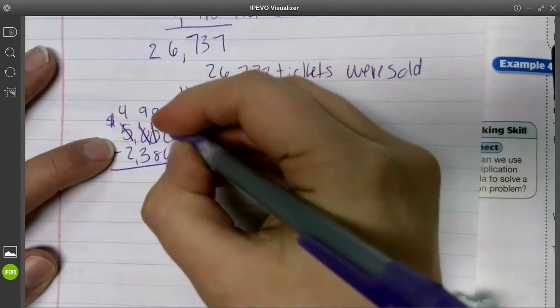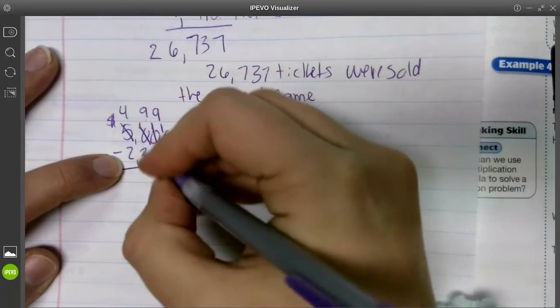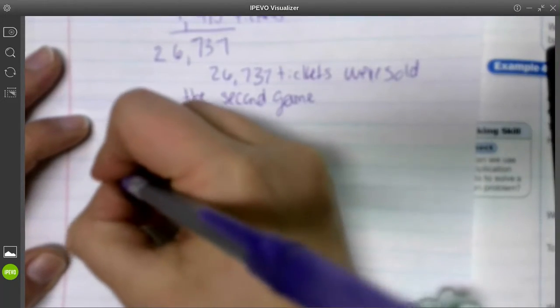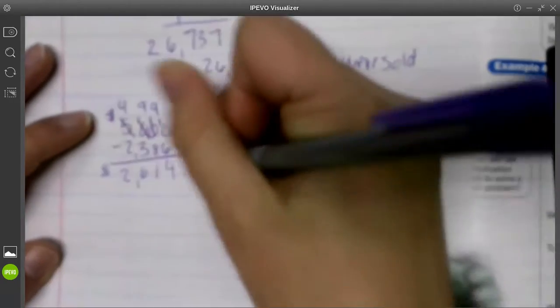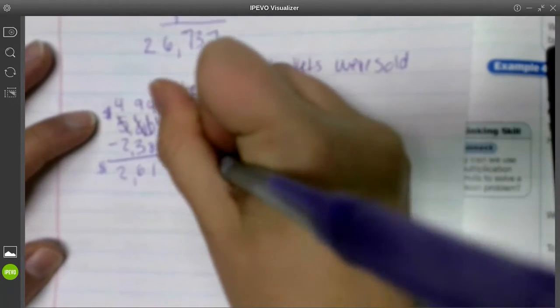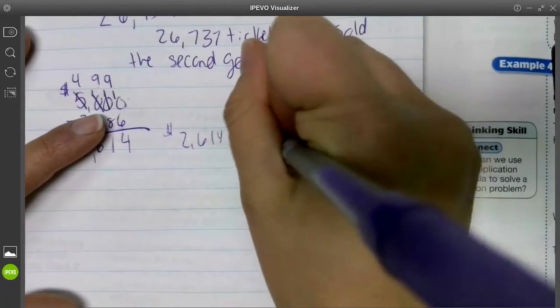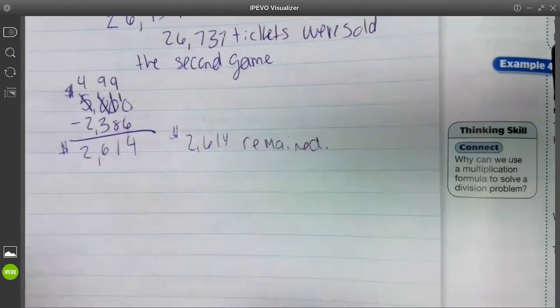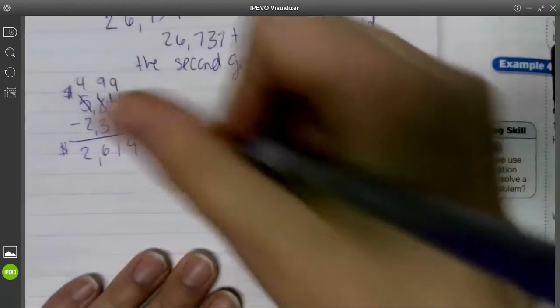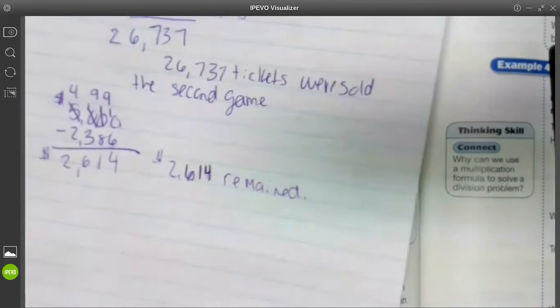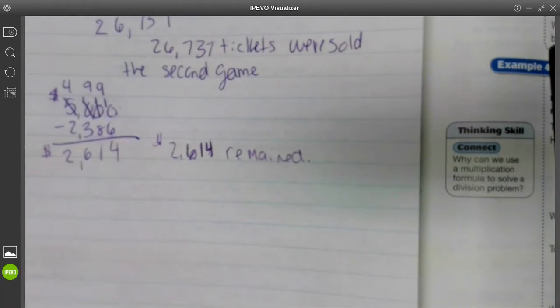10 take away 6 is 4. 9 take away 8 is 1. 9 take away 3 is 6. 4 take away 2 is 2. So we have $2,614 remained. That's how much they had left. Okay. As long as you take your time, you will be able to solve these and just pay attention. Remember to borrow, regroup as you go.